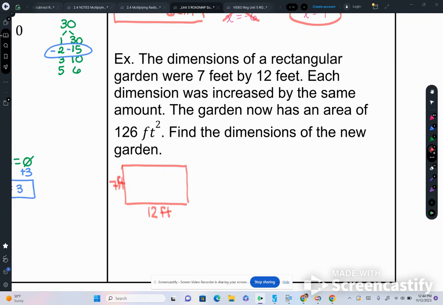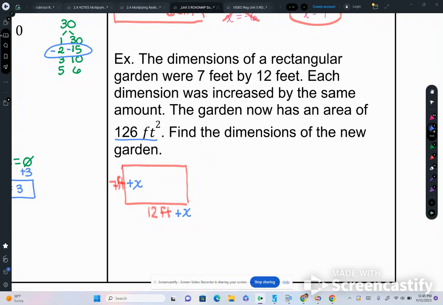All right, and it says each dimension was increased by the same amount. So that means we're going to add the same amount to each side. So I'm going to add x to each side. We can pick whatever variable, I just chose x. And now it tells us that the new area is 126.